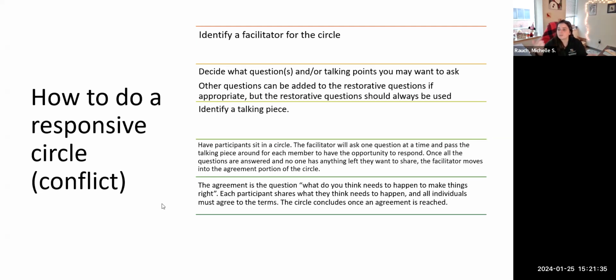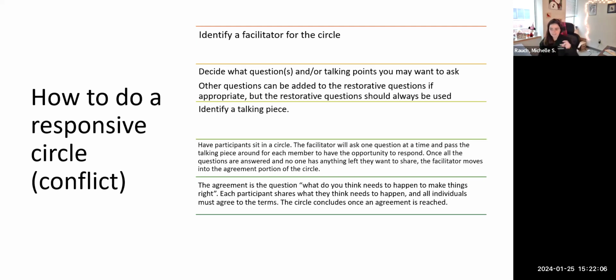Sometimes these are done on Zoom. Sometimes Zoom is the way that it has to be done if everybody is not necessarily present, but doing them in person is the most ideal, preferred method for facilitating this type of conversation. So the participants are going to be sitting in a circle. The facilitator asks one question at a time, passes the talking piece around for each member to have the opportunity to respond. Once all of the questions are answered and no one has anything left that they want to share, then we move into this agreement portion of the circle.